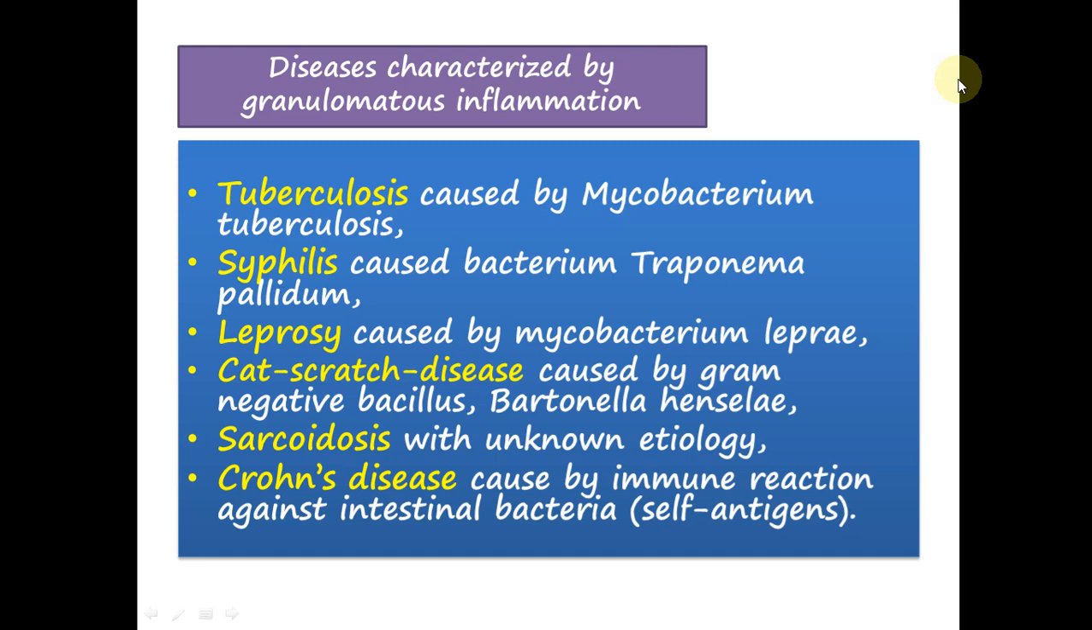The third granulomatous inflammation is leprosy, which is caused by Mycobacterium leprae. And the fourth type of granulomatous inflammation is cat scratch disease, which is caused either by the bite of an infected cat, and sometimes even a scratch may give rise to the disease. These cats carry the infection, and the organism, which is a bacterium, is known as Bartonella henselae.